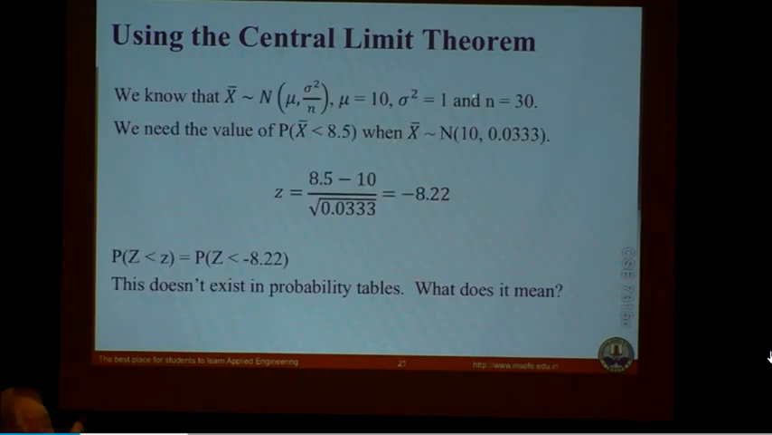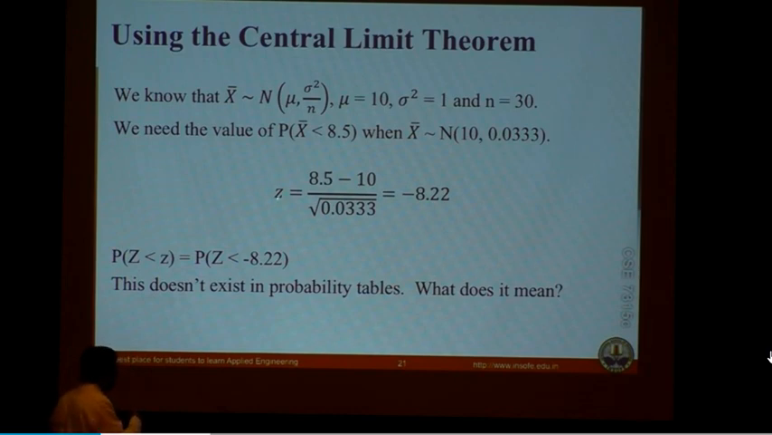Okay, so sigma square by n. So I have mu is equal to 10. Population variance is given. So variance of this distribution of means, sampling distribution of means, is equal to 1 divided by 30. 0.0333. Standard deviation is 1 divided by square root of 30. Okay, and I am interested in less than 8.5. The value that I am interested in is less than 8.5 when the mean is 10.